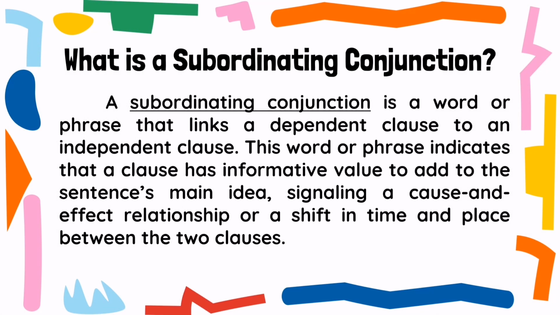What is a subordinating conjunction? A subordinating conjunction is a word or phrase that links a dependent clause to an independent clause. This word or phrase indicates that a clause has informative value to add to the sentence's main idea, signaling a cause and effect relationship or a shift in time place between the two clauses.